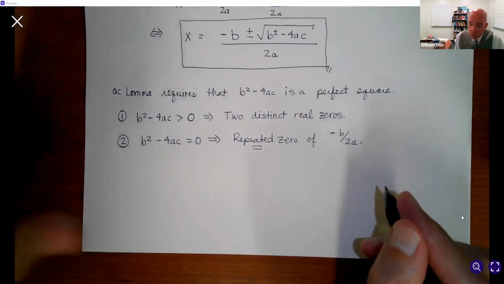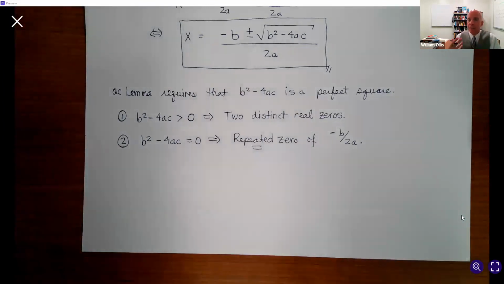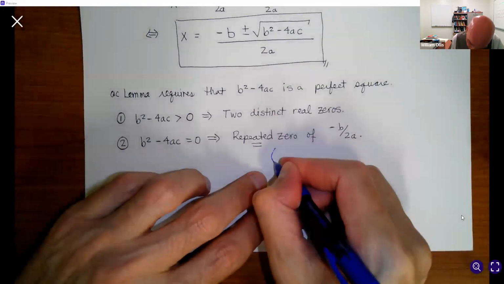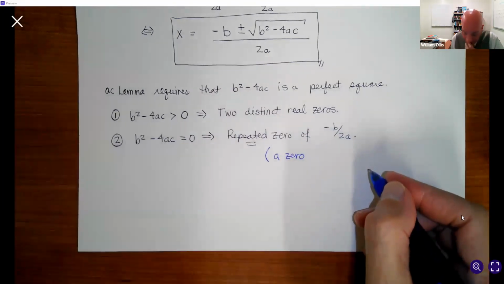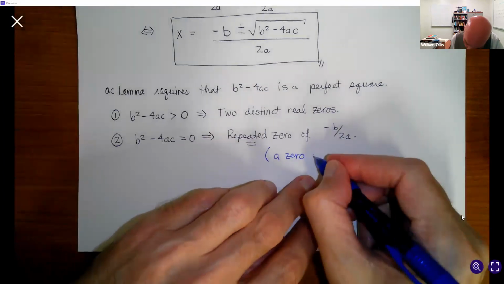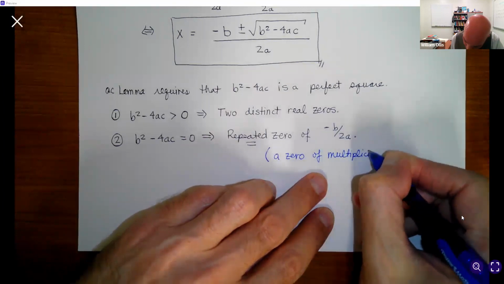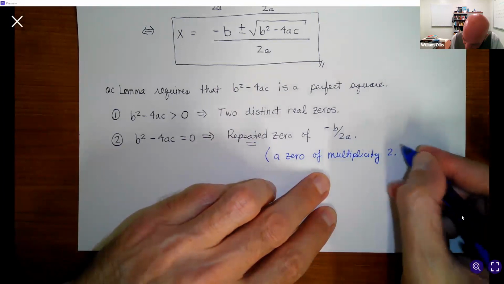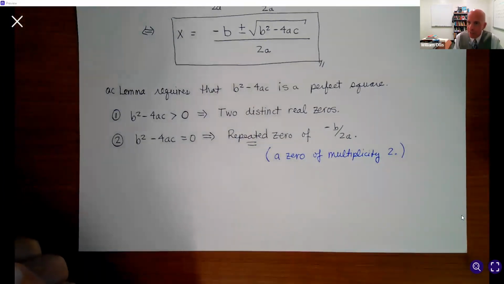Okay, so the key here is that we think of repeated meaning that we've got a 0 of multiplicity 2. So we could think of this as another way of saying it using the theory of equations. We have a 0 of multiplicity 2. And I'll say more about that when we get to theory of equations. A 0 of multiplicity 2. Students like that because that certainly simplifies things a great deal.